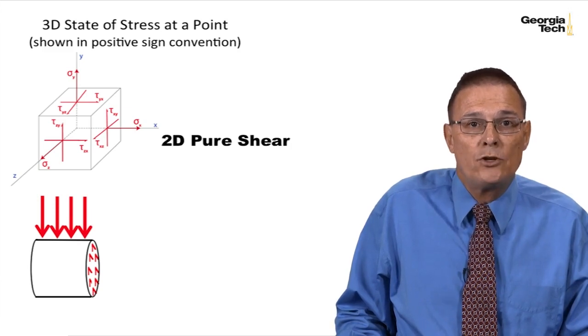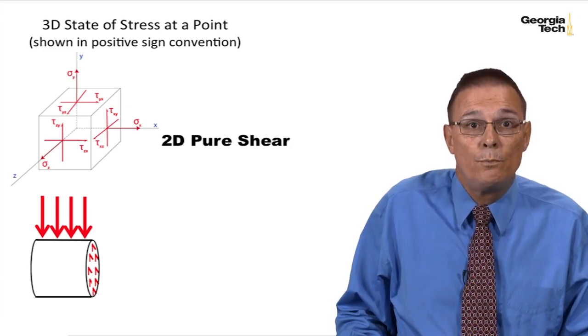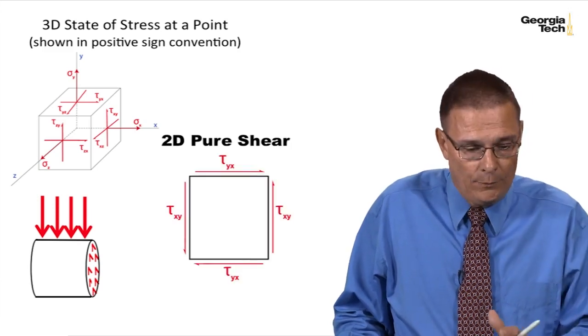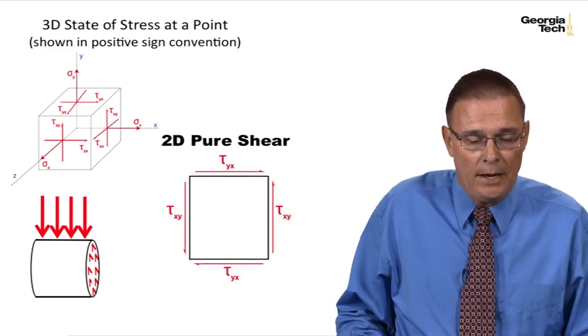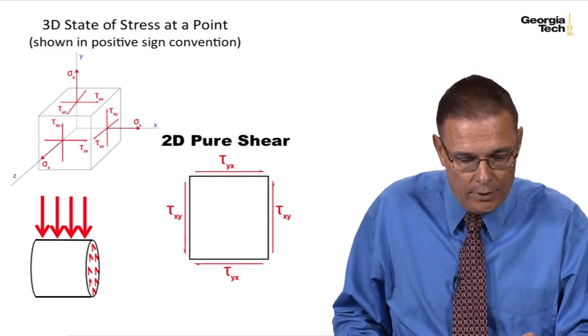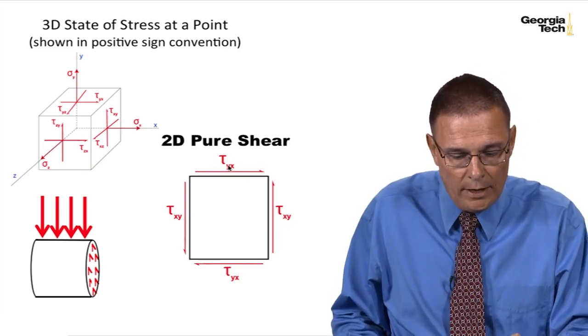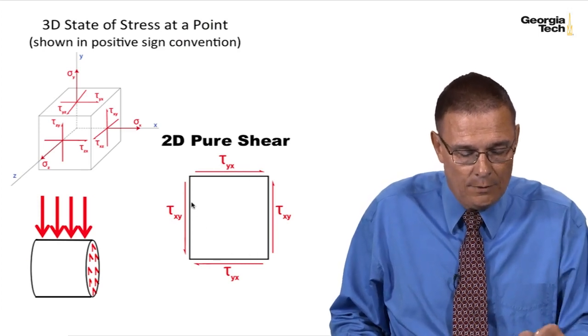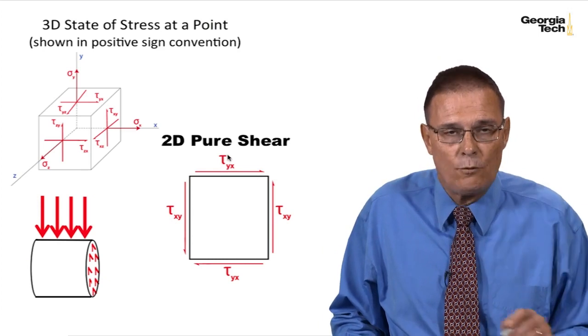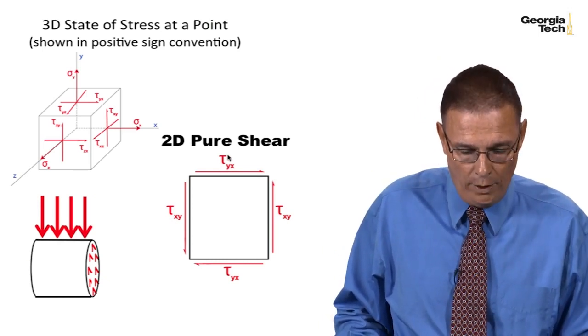For two-dimensional shear, what we call 2D pure shear, we take away all the normal stresses, and we take away all the out-of-plane stresses. All we're left with is the tau xy, tau yx on the positive x and negative x face, and the positive and negative y face.